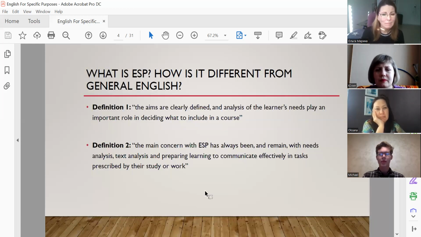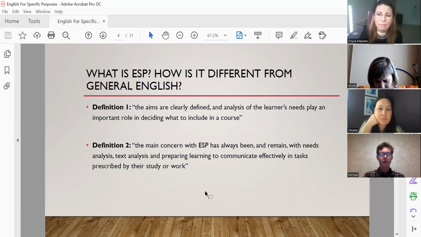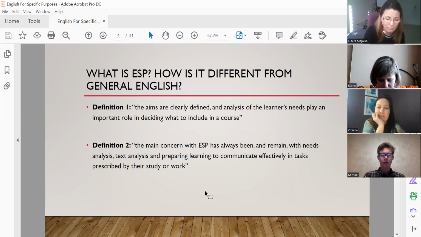Now, what is ESP, and how is it different from general English? English for specific purposes. So we have two definitions here. The aims are clearly defined, and analysis of the learner's needs plays an important role in deciding what to include in a course. So ESP would be business English. ESP would be teaching to tests. I'll share the PDF with you, so you don't need to write anything down.